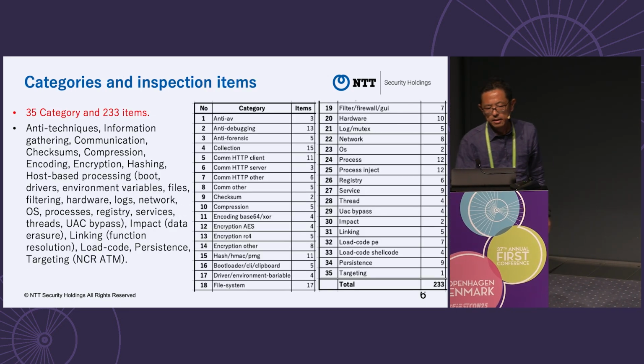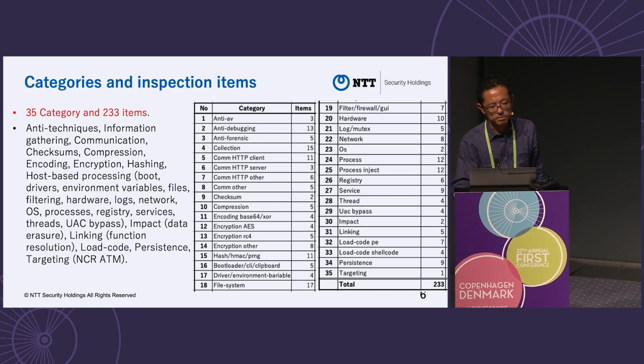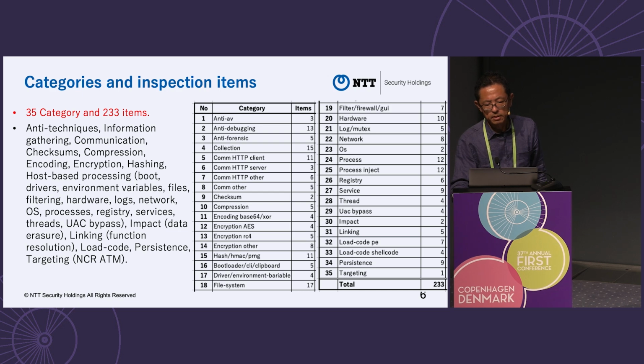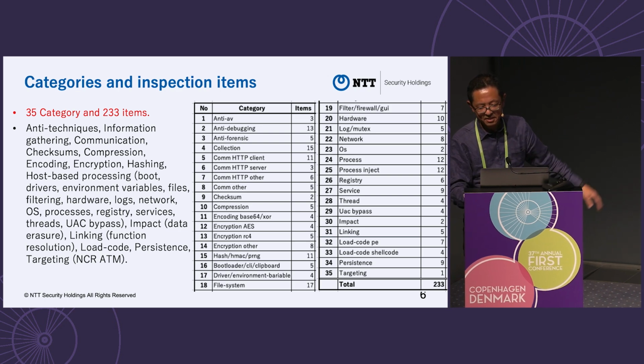This is the category and inspection items. From 35 categories and 273 items, from anti-AV, anti-debugging and so on. Actually, this is a detailed slide. So we try to enhance the coverage of categories. Okay.